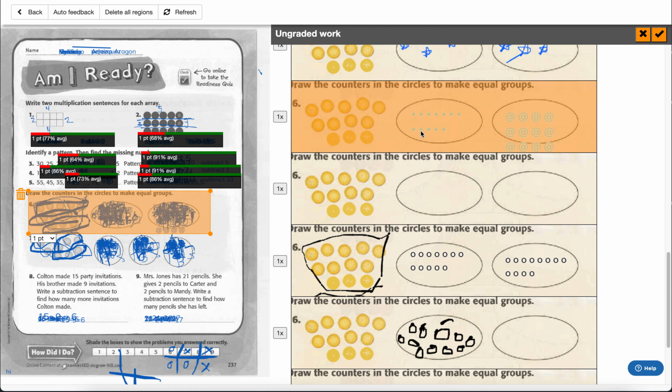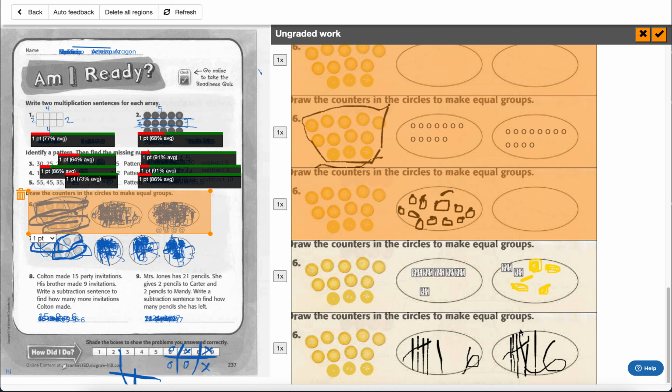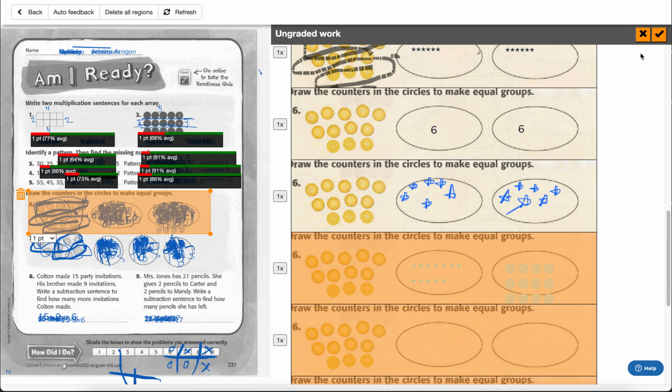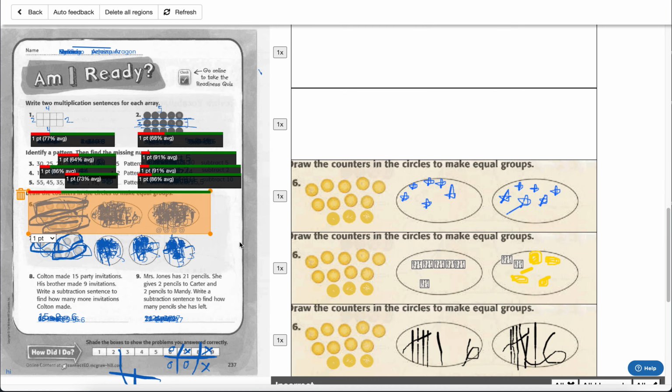Okay, this is wrong because it's 12 and 12. This is wrong because there's nothing and nothing. Here there's 12 and 12, and here the student put all 12 into one and 0 in the other. Everything else looks correct. So I'm going to mark these as wrong and mark everything else as right.